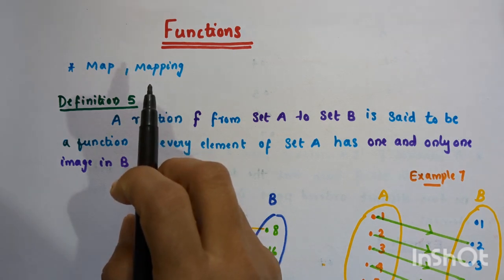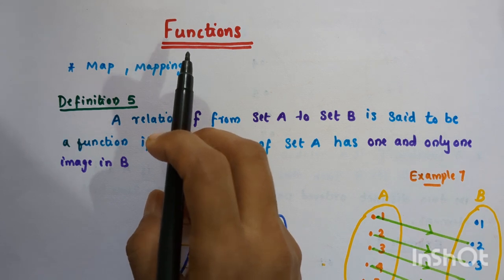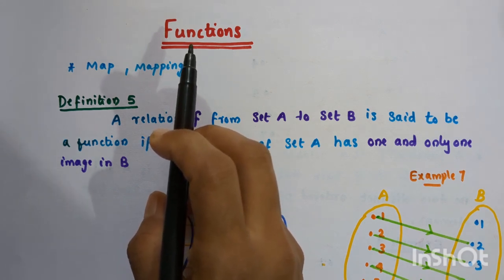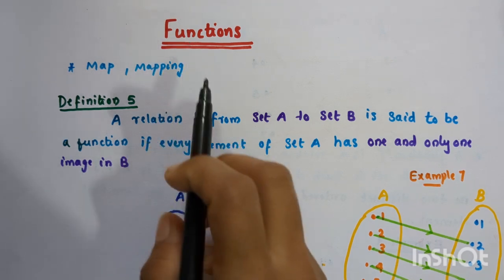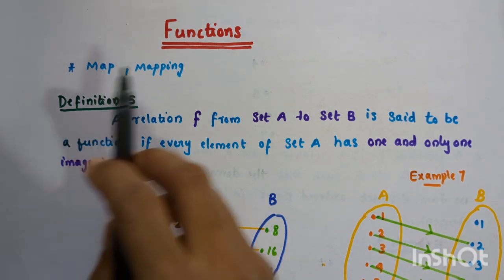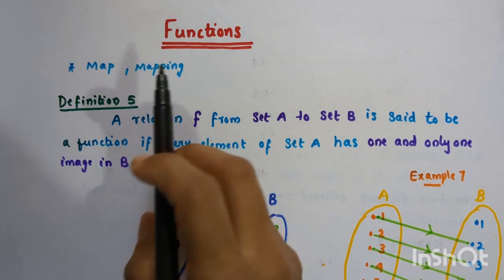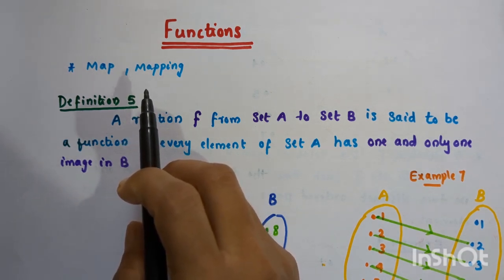Functions are one of the important concepts in mathematics. A function is a special type of relation. There are many terms such as map and mapping used to denote a function. We will be discussing definitions 5 and 6 also in this video.